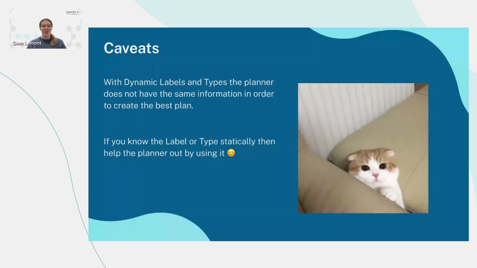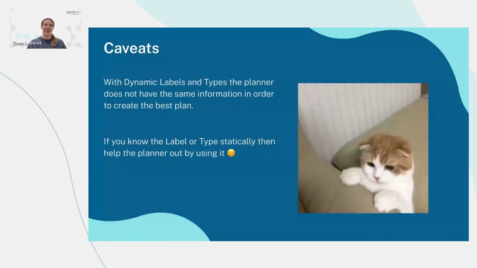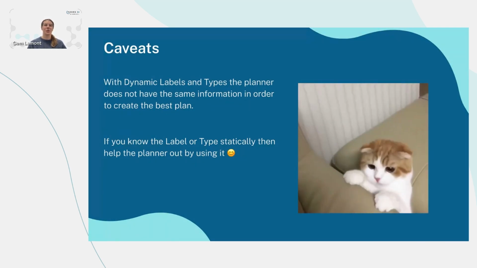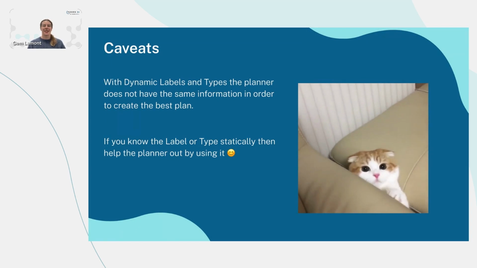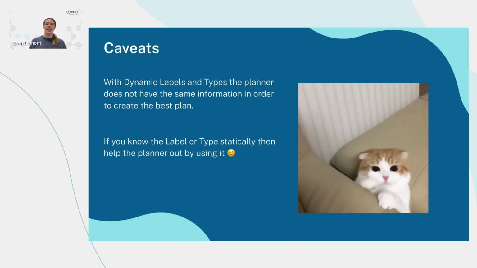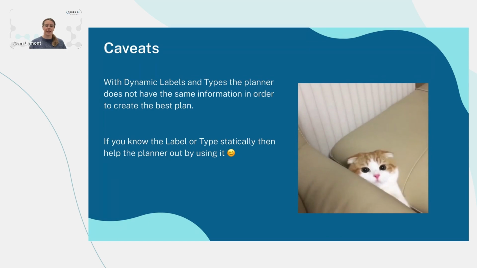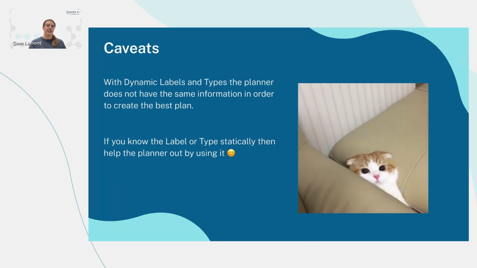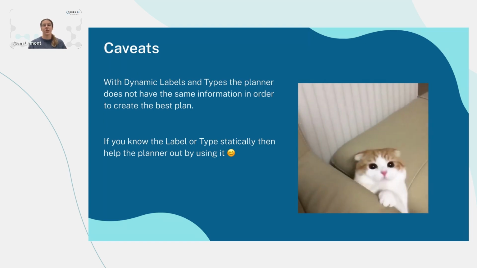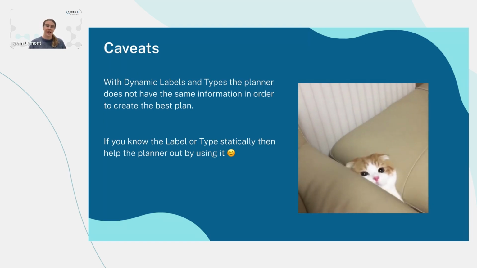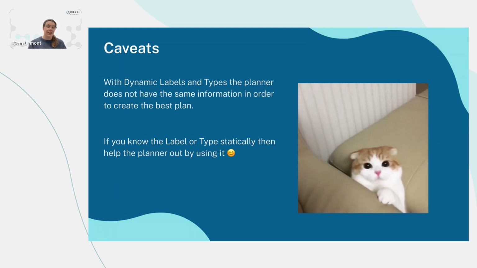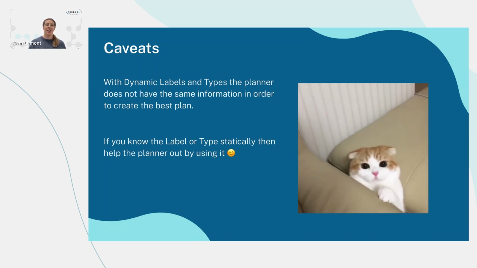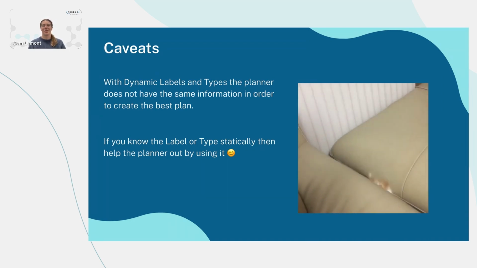Caveats, yes. Unfortunately, as with all great things, there are a couple of caveats. Our beautiful planner does love static things. So we have dynamic labels and types. When you get to the planner level, the easiest way to plan how to access the data is by knowing the statistics of the labels and types. So if we don't know this at planner level, it must scan everything. So we do still recommend that if you know the label or type statically, then you can help our good planner friends out and continue by using it.